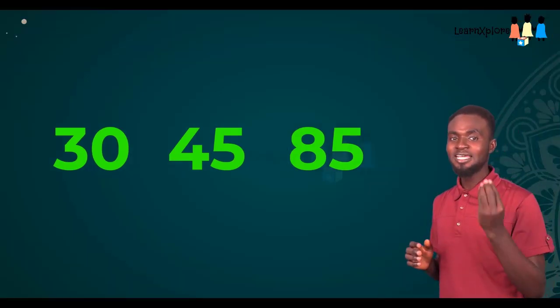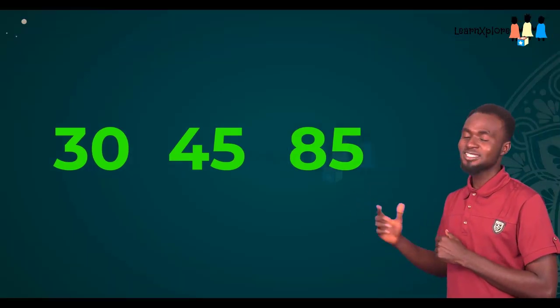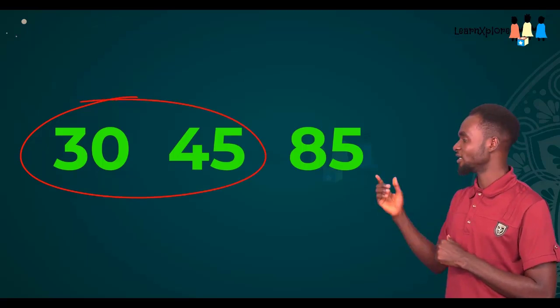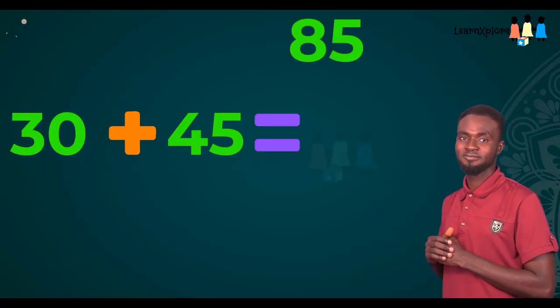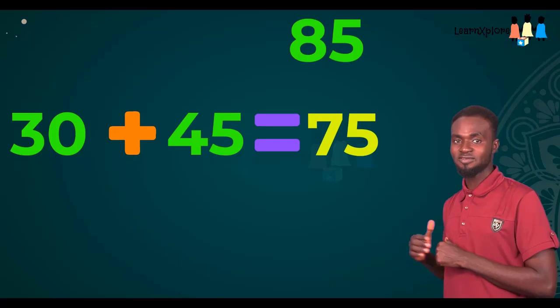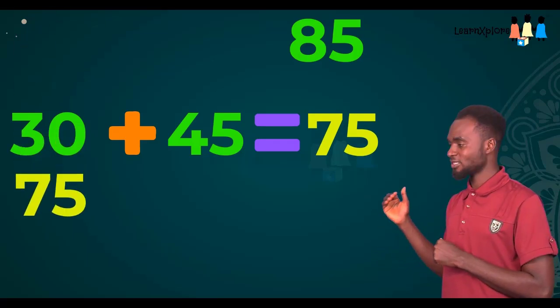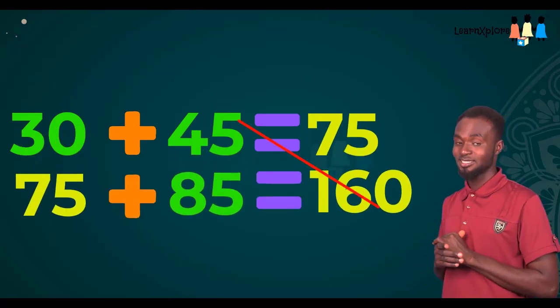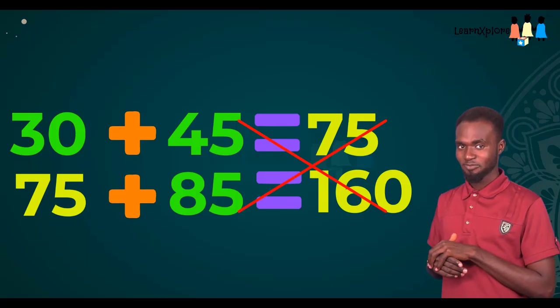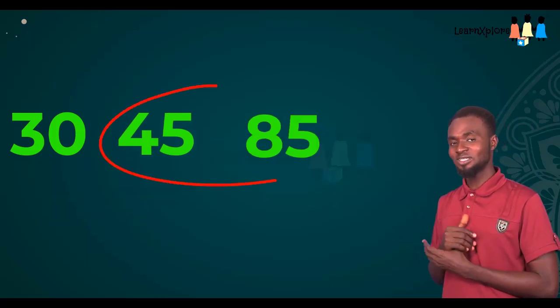Okay, now let's see if you got it. If you started with the first 2 numbers, you have 30 plus 45. That will give us 75. 75 plus 85 will give us 160. That's way more than 100. So it's not correct. Let's start with the last 2.